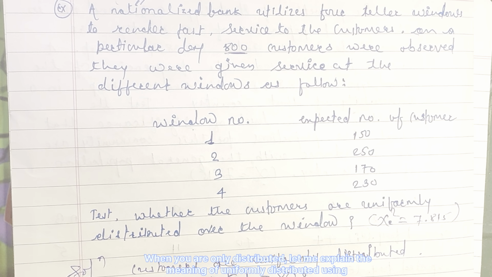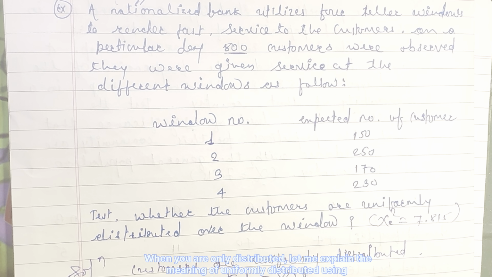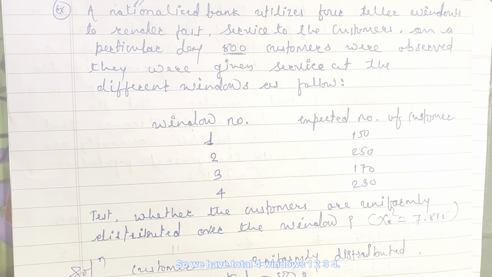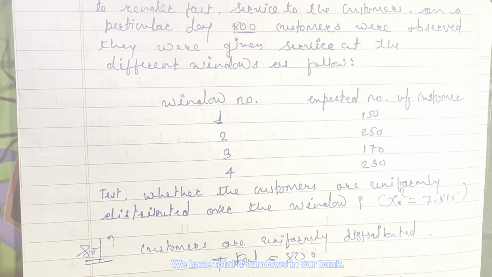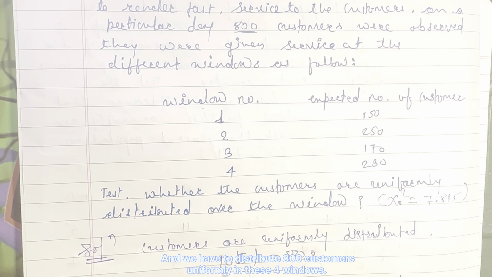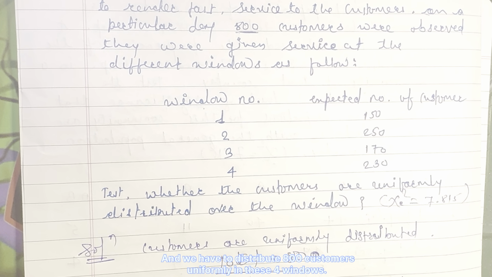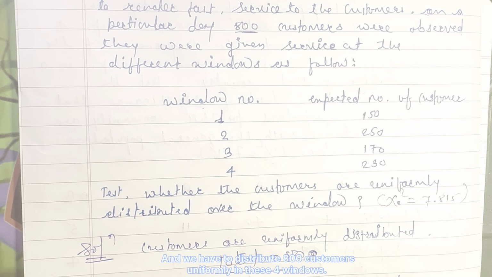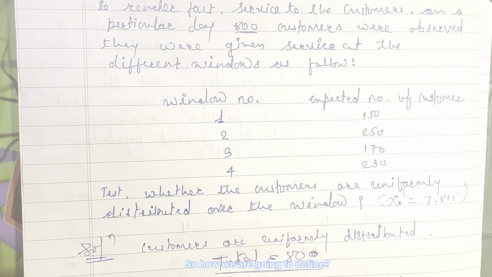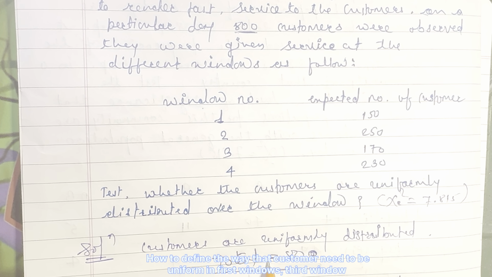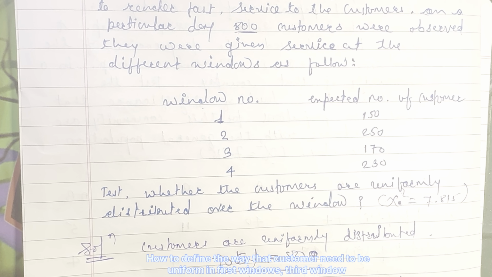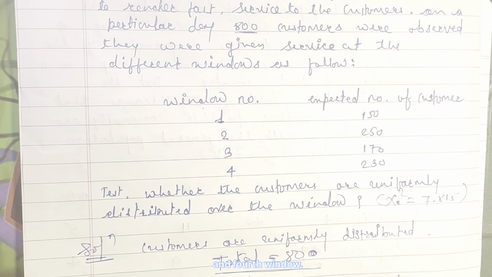Let me explain the meaning of uniformly distributed, because using this we are going to define the observed frequencies. We have a total of 4 windows, 1, 2, 3, 4, in our bank, and we have to distribute 800 customers uniformly over these 4 windows. So how do we define it? We have to distribute the customers uniformly in the first window, second window, third window, and fourth window.